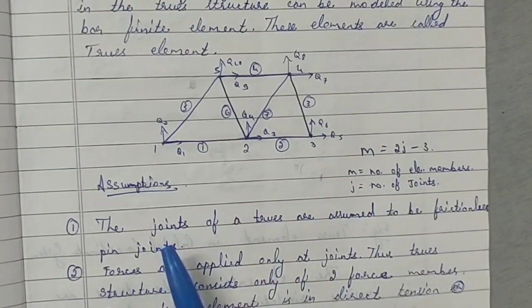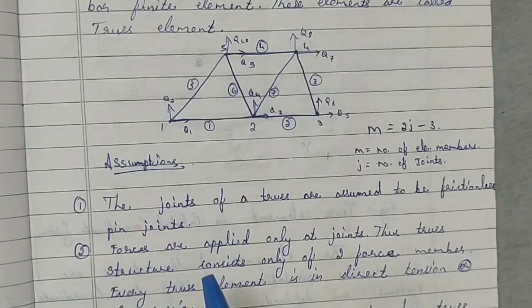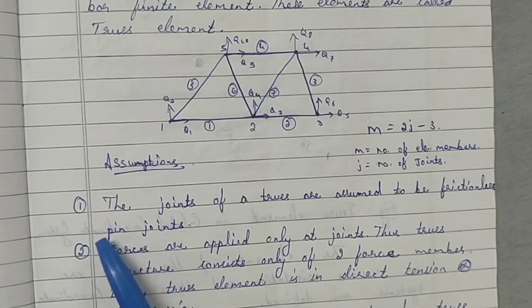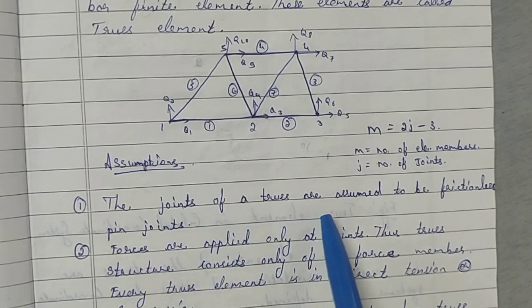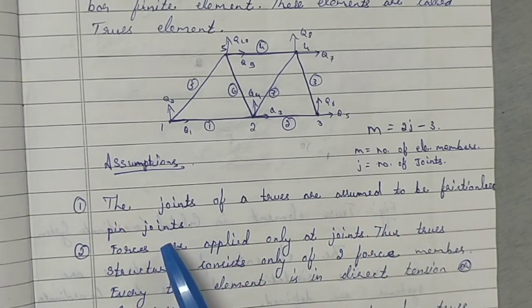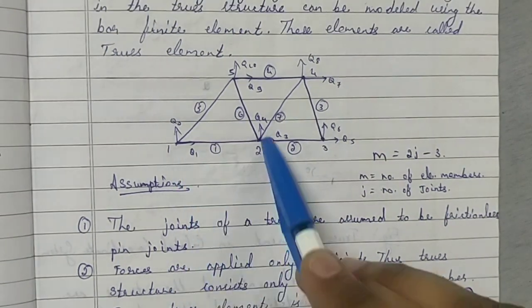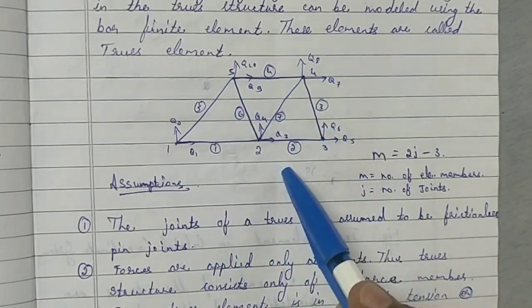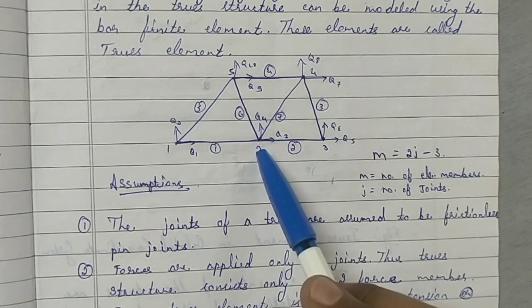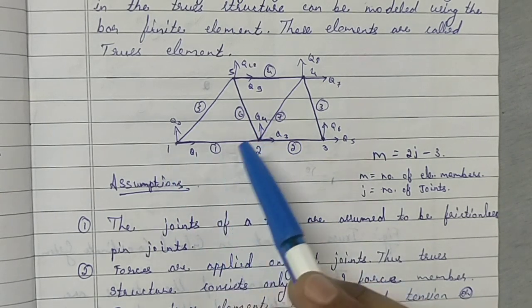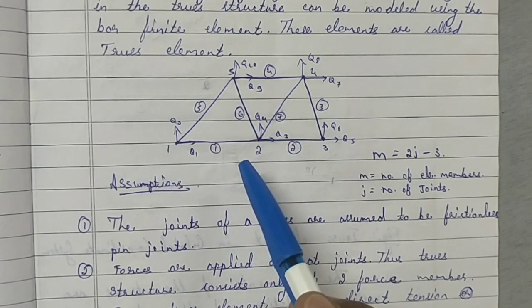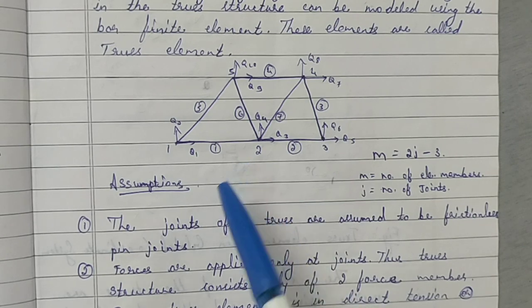Next, assumptions. In the exam, they might ask you these assumptions. It is quite important. Assumptions of trusses. Here, while solving a truss, we assume a few things. First, the joints of the truss are assumed to be frictionless pin joints. That is, all the joints of a truss member are assumed to be frictionless. Of course, there will be some friction in a pin joint, but we are assuming it as a frictionless pin joint. It is very negligible.